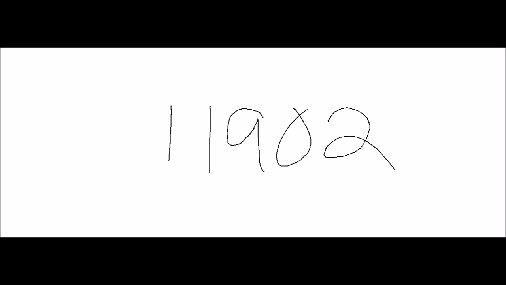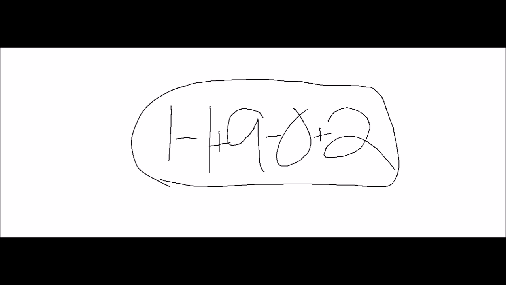But like 1, 1, 9, 0, 2. I just came up with that in my head. 1 minus 1 is 0, plus 9 is 9, minus 0 is still 9, plus 2 is 11, and 11 is divisible by 11. So that huge number right there is divisible by 11.